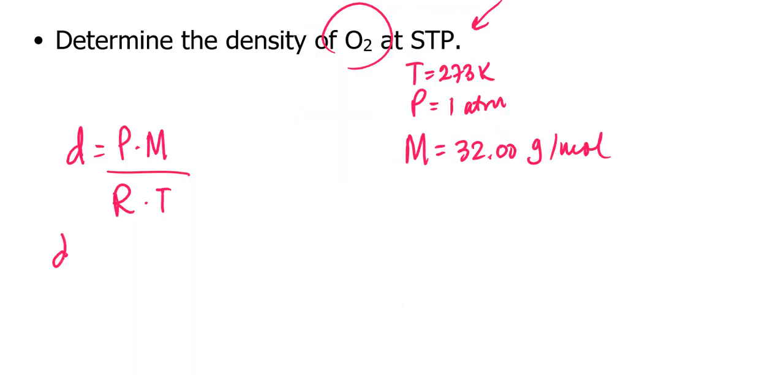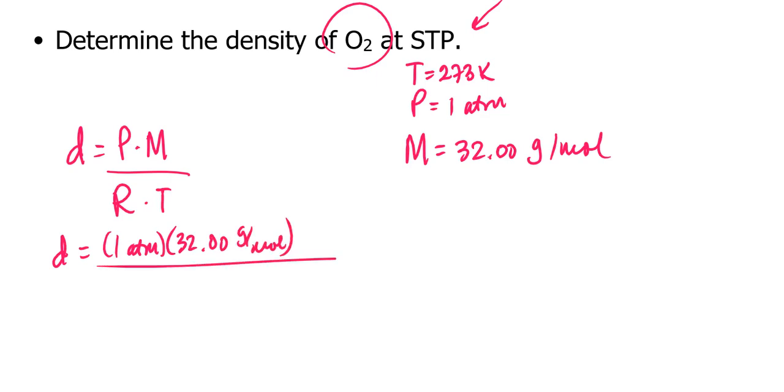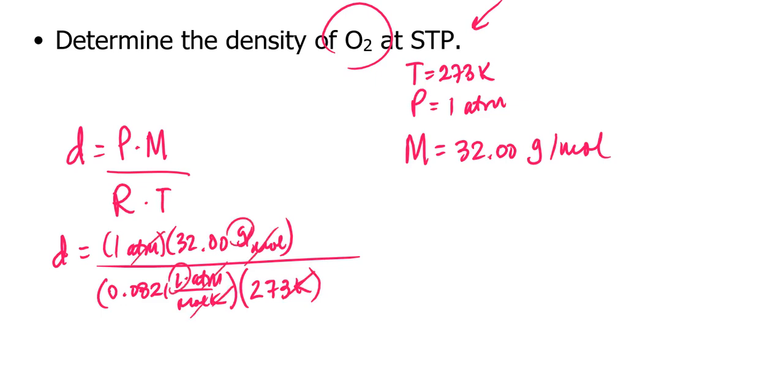If I go ahead and substitute in, the pressure is 1 atmosphere, the molar mass is 32 grams per mole, the ideal gas constant we know, 0.0821 liter atmospheres per mole Kelvin, and the temperature was 273 Kelvin. If you cancel everything out, you'll see that you're left in units of grams per liter, which are actually density units. And if you do this math, you get 1.43 grams per liter.